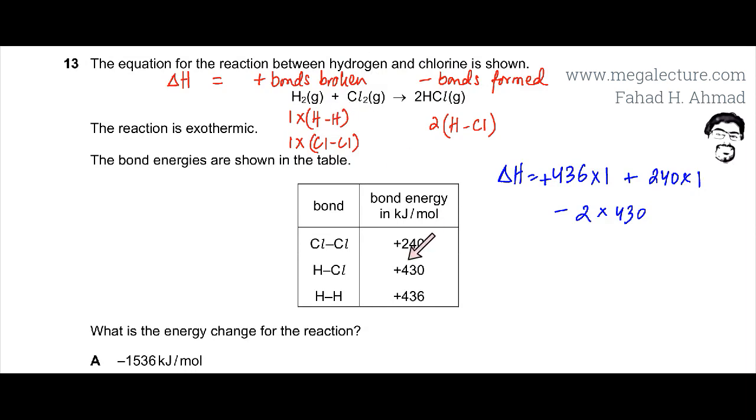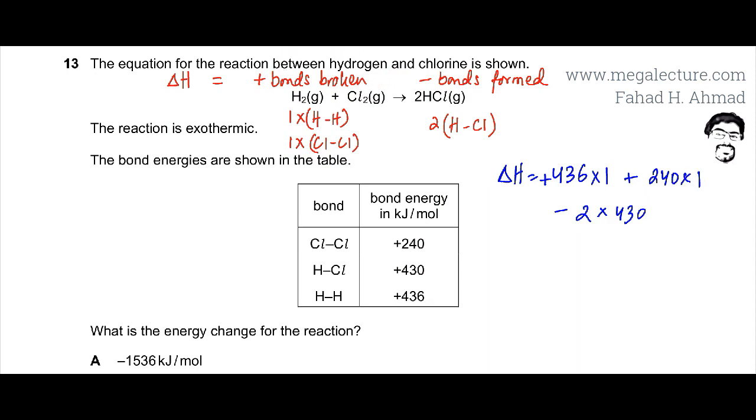One H-H bond broken, so H-H is 436. So that's 436 into 1. And it would be plus. Bond broken would be positive. One Cl-Cl bond broken, that would be 240. So that's 240 into 1, because there's only one Cl-Cl bond broken. Again, it's going to be plus.